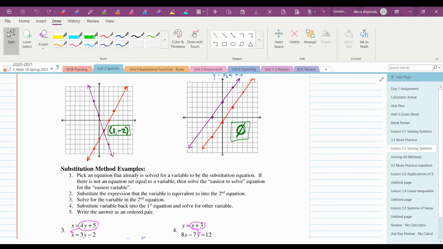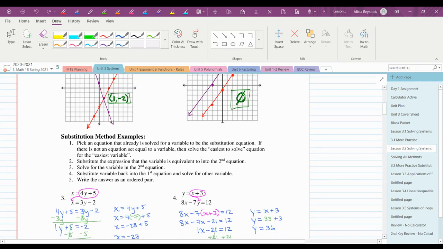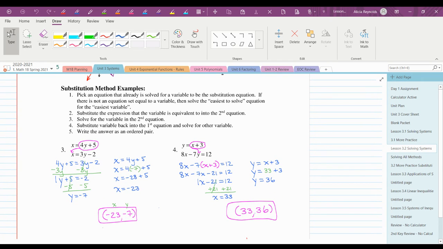So we need to make sure that we have these graphs and these solutions marked. We should have at least 3 points on every line plotted. So for substitution, we have these steps here. First, we're going to pick an equation that is already solved for a variable to be the substitution equation. If there is not an equation set equal to a variable, then solve the easiest to solve equation for the easiest variable.